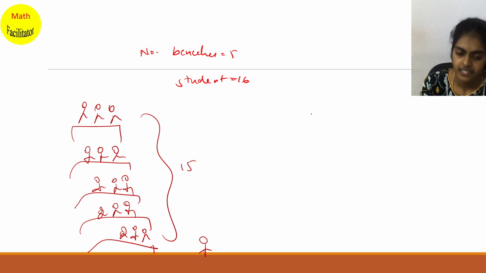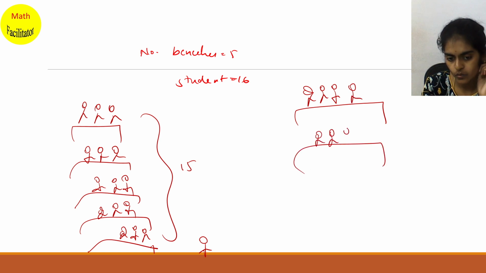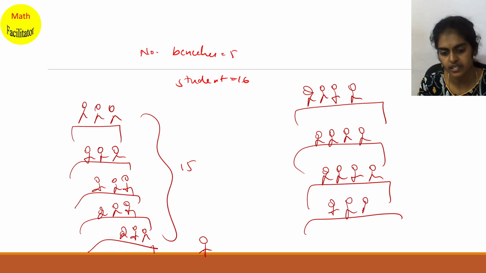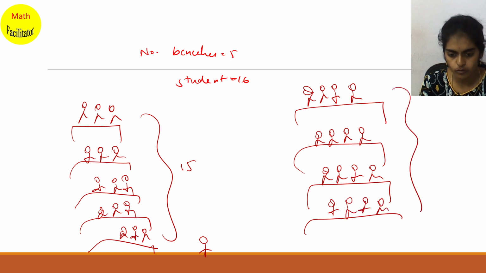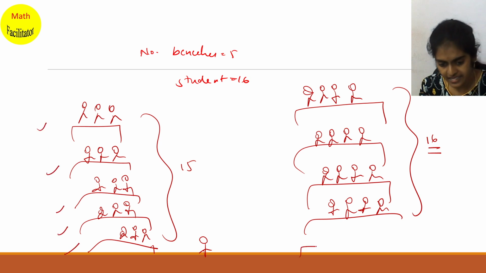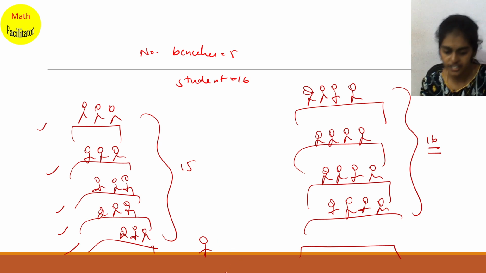And if I am taking four students, so 1, 2, 3, 4. 1, 2, 3, 4. 1, 2, 3, 4. 1, 2, 3, 4. So four fours are 16 students are done here. But how many benches here? 1, 2, 3, 4, 5 benches were there. This last bench is now empty. Clear, beta? So this is how you can check also.